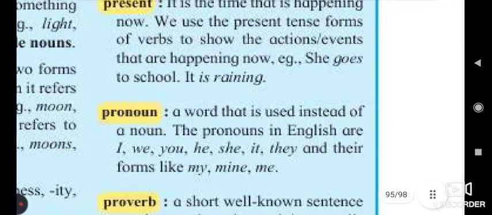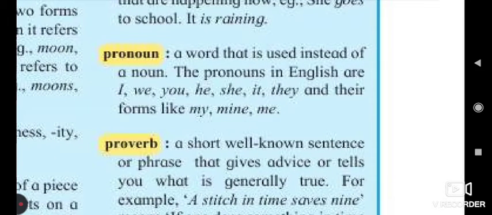And next is pronoun, a word that is used instead of a noun. The pronouns in English are I, we, you, he, she, it, they, and their forms like my, mine, me are pronouns. Proverb: a short well-known sentence or phrase that gives advice or tells you what is generally true.